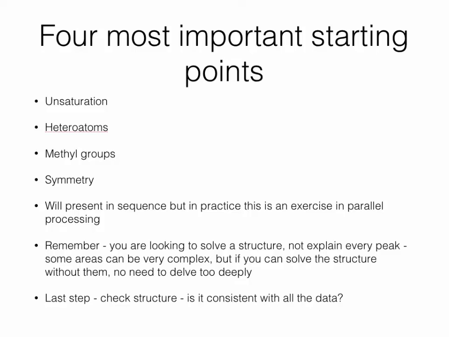I'm going to present these things in some sort of sequence, but recognize that this is an exercise in parallel processing. You'll jump back and forth from one spectrum to another to confirm information you've got on one, pick up a new piece, go back to the old data now that you have that piece, and put things together. The other thing you should remember is that you are looking to solve a structure, not to explain every peak. Some areas, particularly in proton NMR, can be very complex, but if you can solve the structure without diving into them, you don't need to care too much.